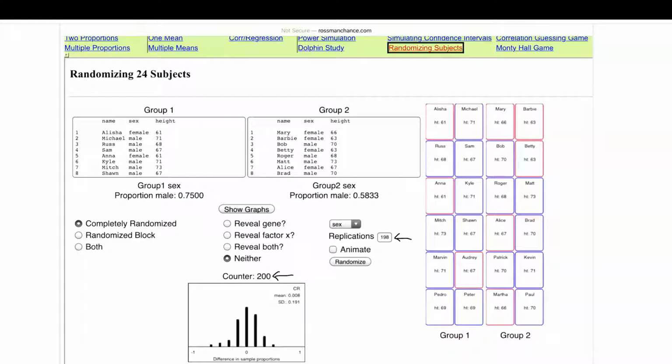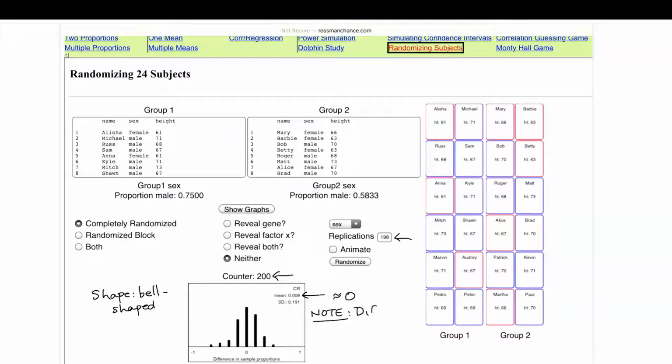this graph is centered. But before we even get to that, let's notice the shape. It's pretty much bell-shaped. And it is centered, based on the mean, around 0. So what does it mean that the graph is centered at 0? That means that we tend to get an equal proportion of males in each group, because if the proportion of males in each group is equal, that means the difference in proportions is 0.